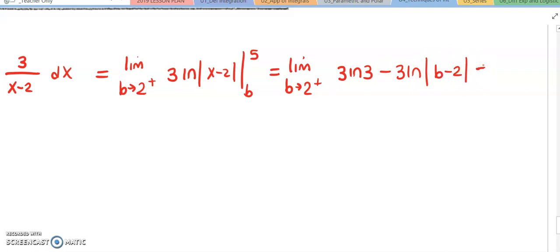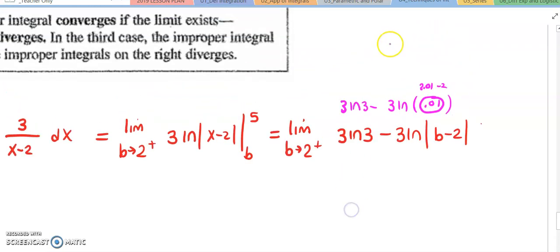And so what are we going to get here? I'm not going to write it equals yet because we don't know if this is actually going to converge yet. So when I plug in my 2 here from the positive side, this isn't going to change, so it's 3 ln 3 minus 3 ln. Now what's going to happen here is when I plug in a number like 2.01, okay, let's think about it from the positive side, 2.01 minus 2 is going to be 0.01. So this is going to be a number that's really close to approaching 0 from the positive side.